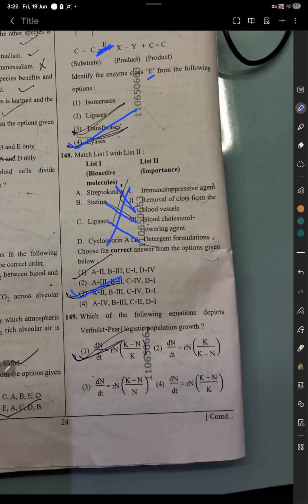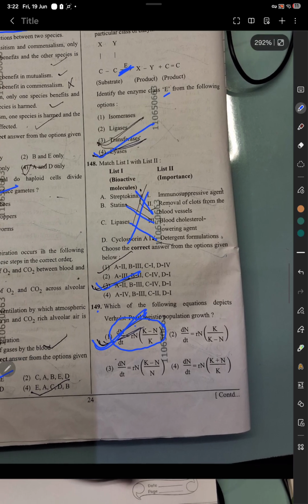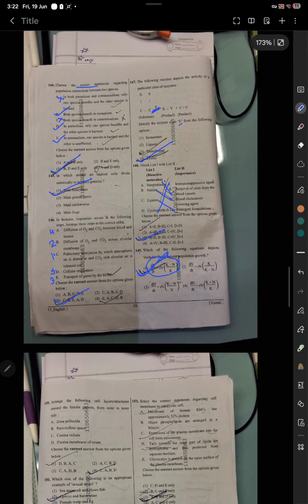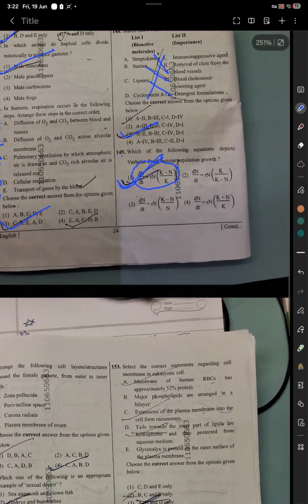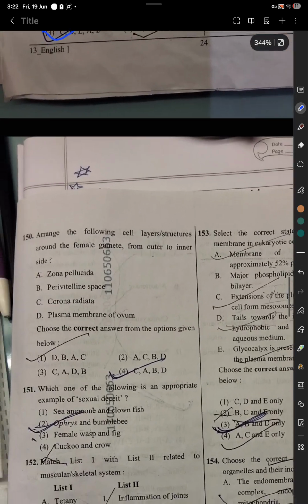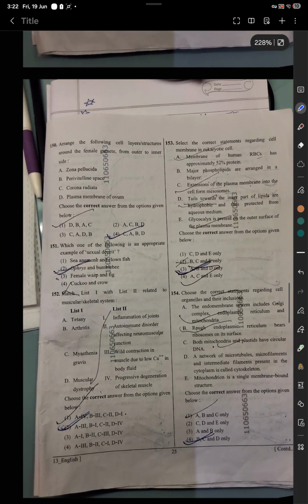Then question number 149. Which of the following equations describes logistic population growth? So option number 1 is correct. This is like the formula from your NCERT book. So next, question 150.